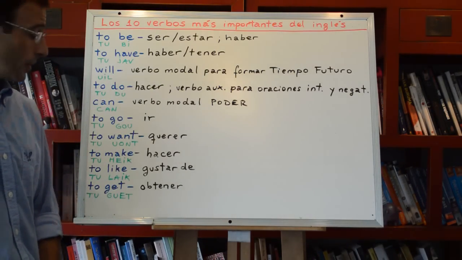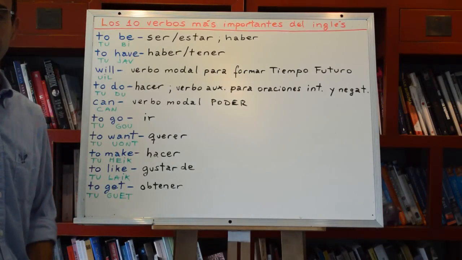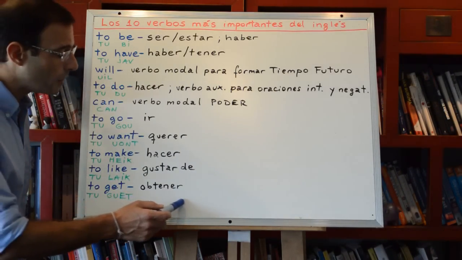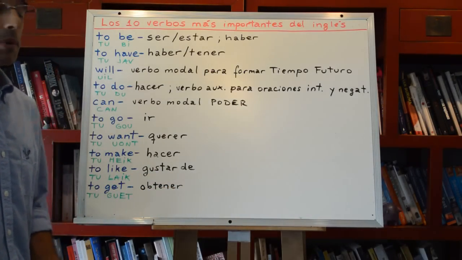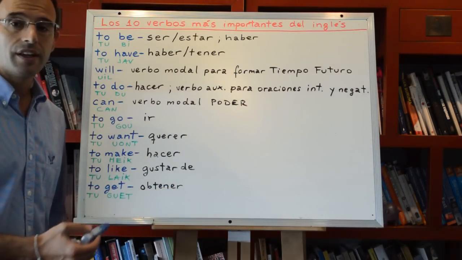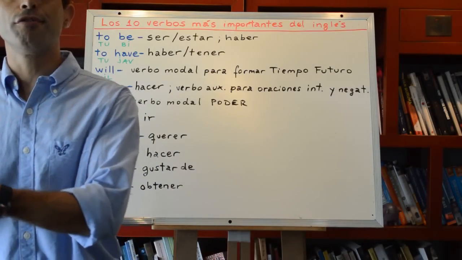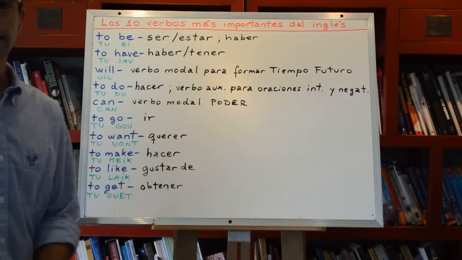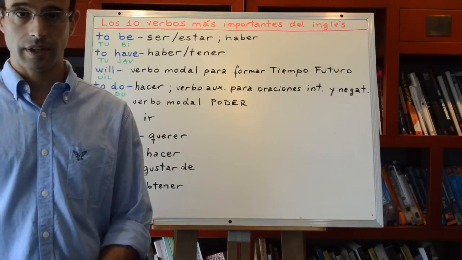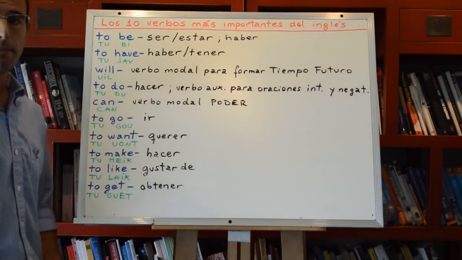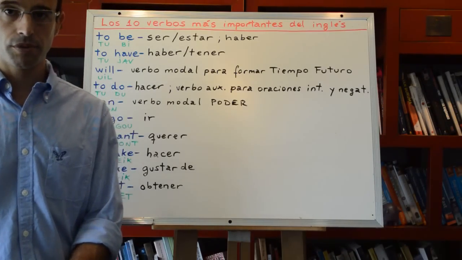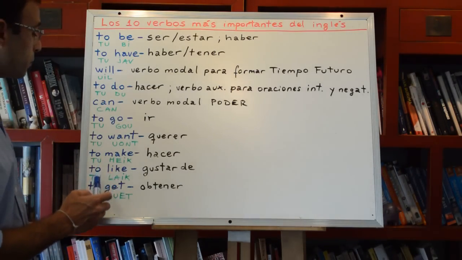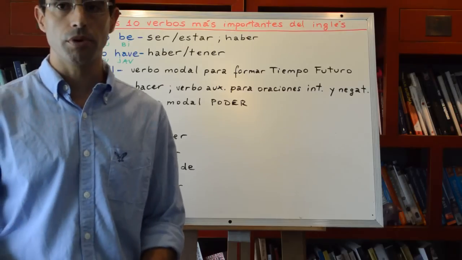And our last verb is the verb to get. The verb to get means obtener. So, it's a very important verb, not only because of its per se meaning, but also because to get is the root of many other phrasal verbs that are built from the verb to get, like get up, get down, get on, etc. Okay? So, there are many very important phrasal verbs that are built from the verb to get. That's why I have included the verb to get in our list of the 10 most important English verbs.